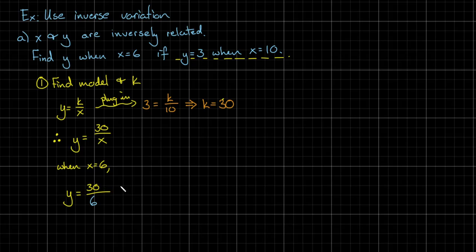And Kian, you are right. I just want to make sure that you worded it correctly. Tells me that y was what? 5. And look at that. When x is 6, y is 5. And we're done. We have modeled this nice inverse relationship.